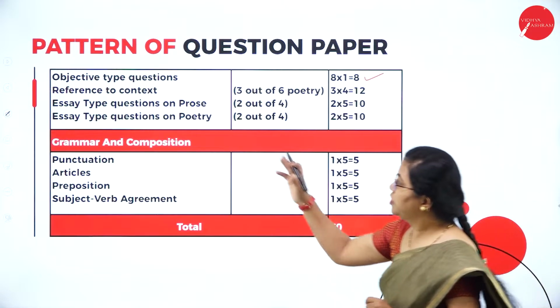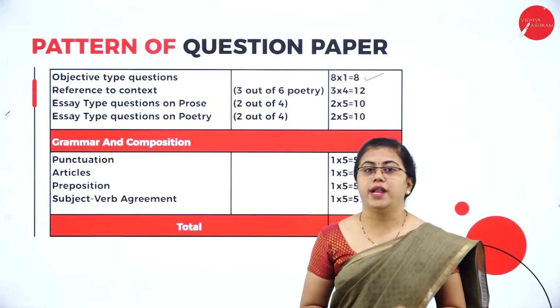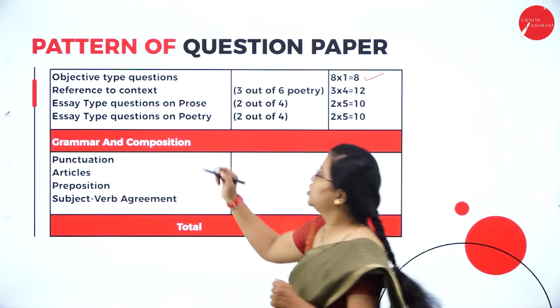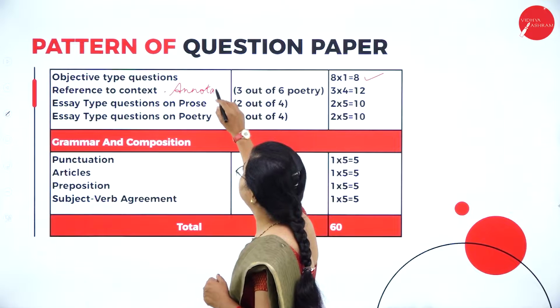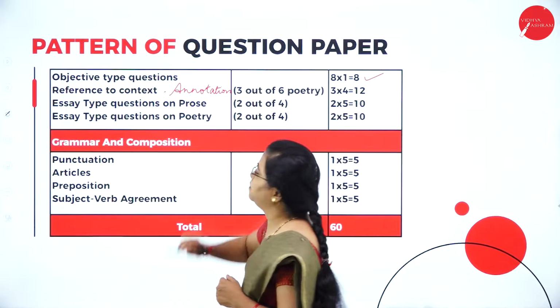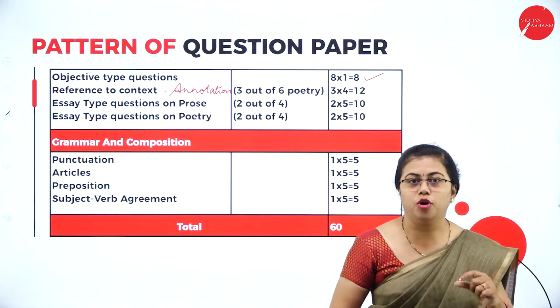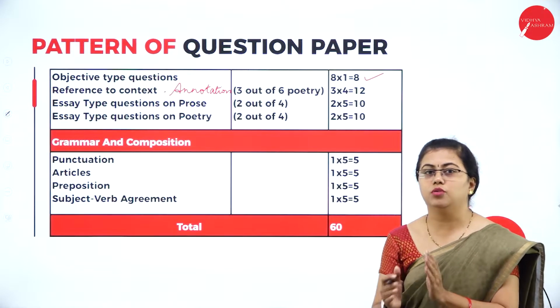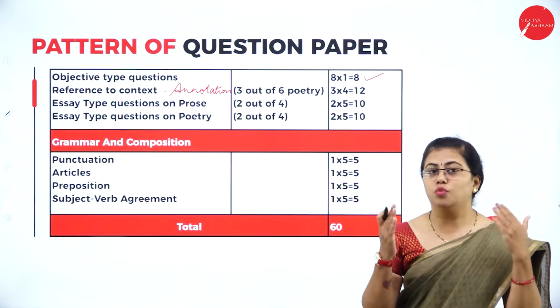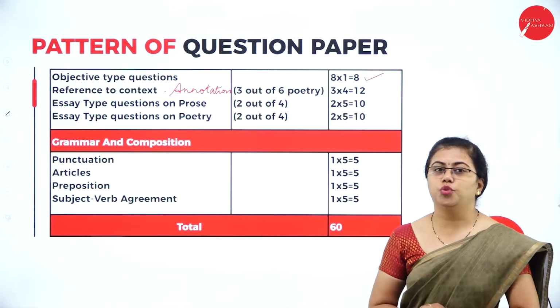Then we have reference to context. This is also called annotation, wherein you will have some lines from the poem. You will have few lines from the poem, and you will have to write the summary. You will have to annotate those lines that are given. So what is annotation? I'll be telling it to you in the class.